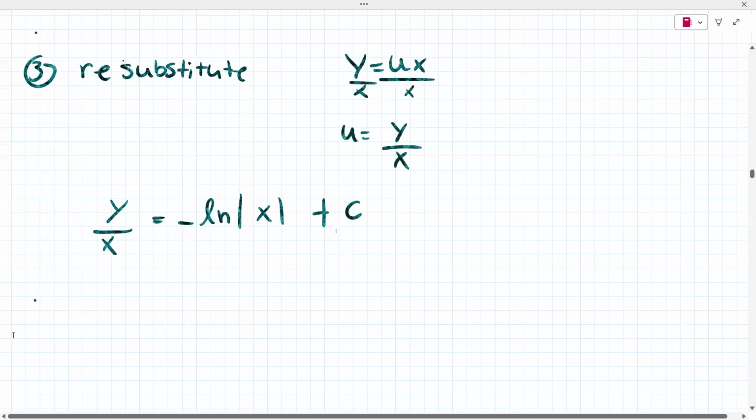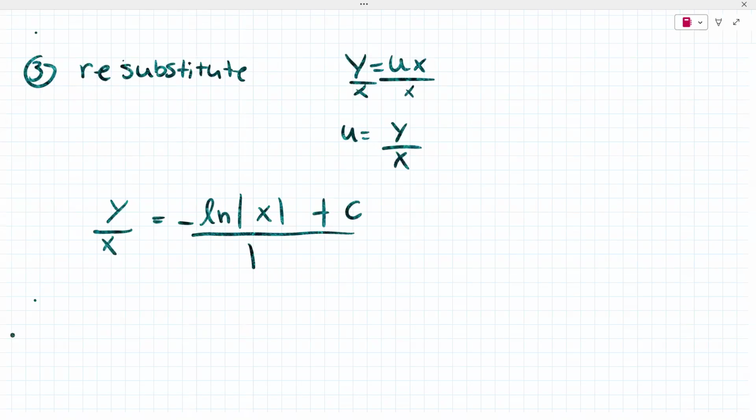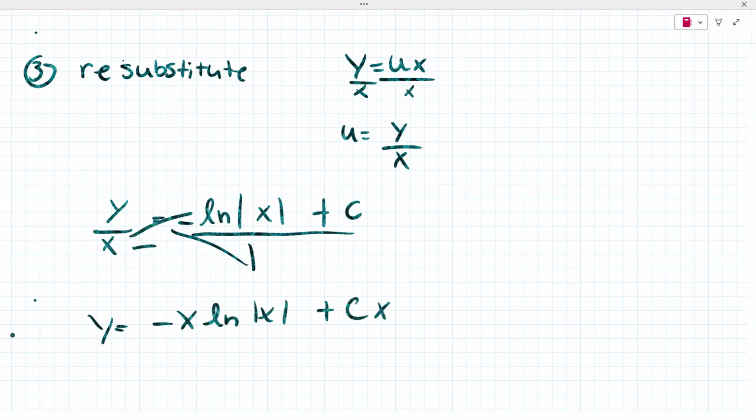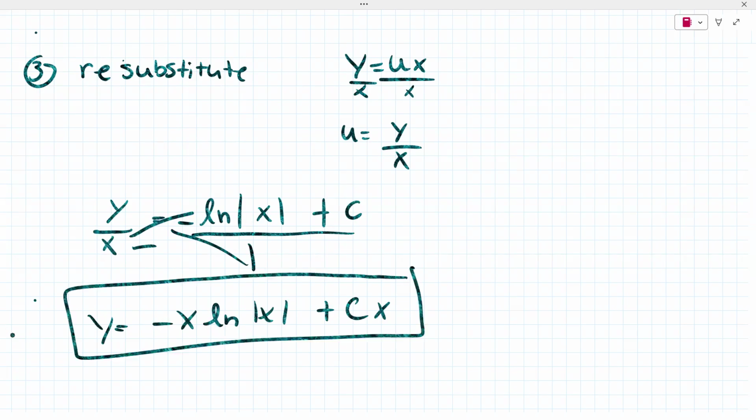Then go ahead and cross multiply because you want to solve for y, right? 1 times y is y. And the next times this whole thing is negative x ln of absolute value of x plus c times x, right? Because you're multiplying everything by x. Okay, so this is your final solution. We don't have to solve for c because we don't have an initial value. Okay, so go ahead and copy that down. And now let's move on to example 2.